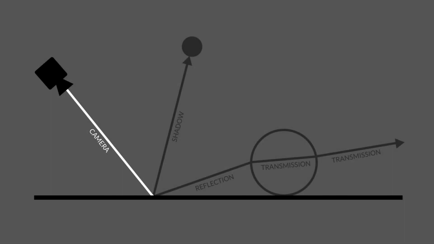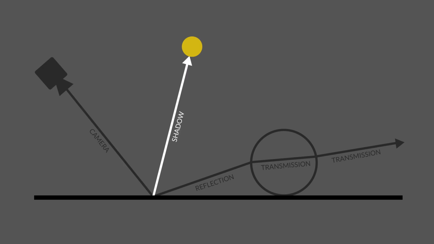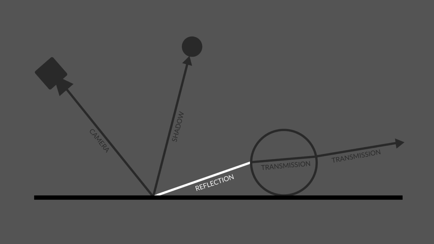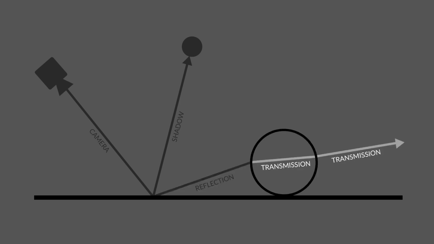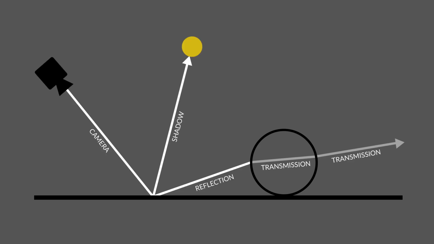There are four categories of rays. Camera, when the ray comes straight from the camera. Shadow, when the rays are used for transparent shadows. Reflection, when the ray is generated by a reflection of a surface. And transmission, when the ray is generated by a transmission through a surface.